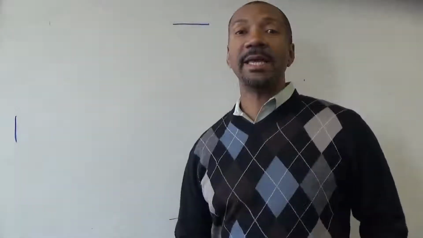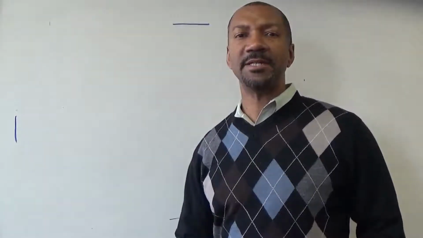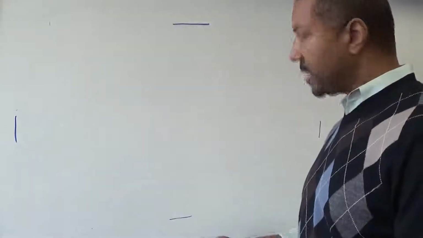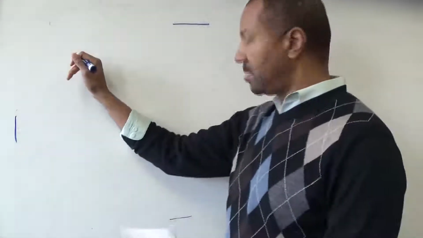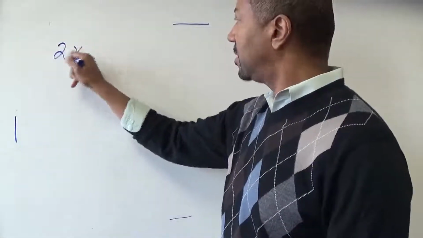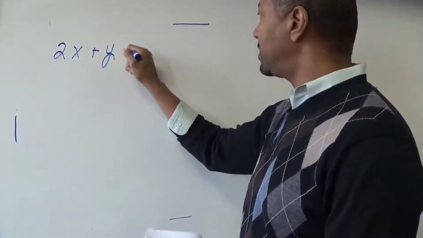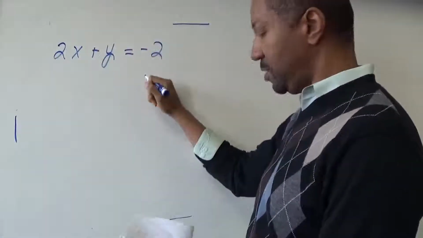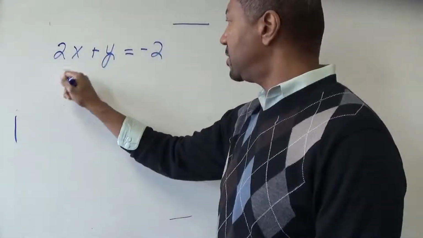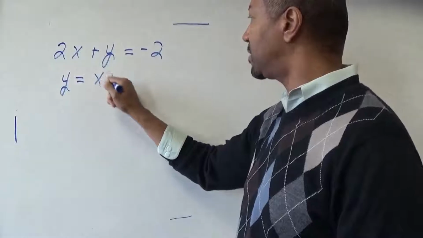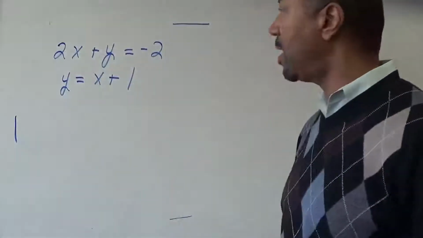Today we're going to be talking about solving a system by substitution. So let's start with this system here. 2x plus y is equal to -2, and the second equation will be y is equal to x plus 1.